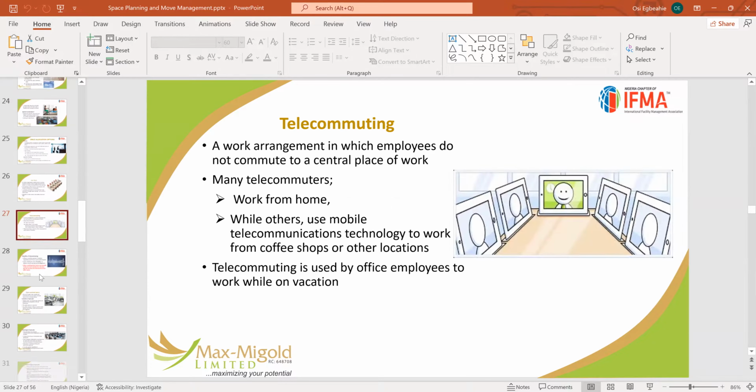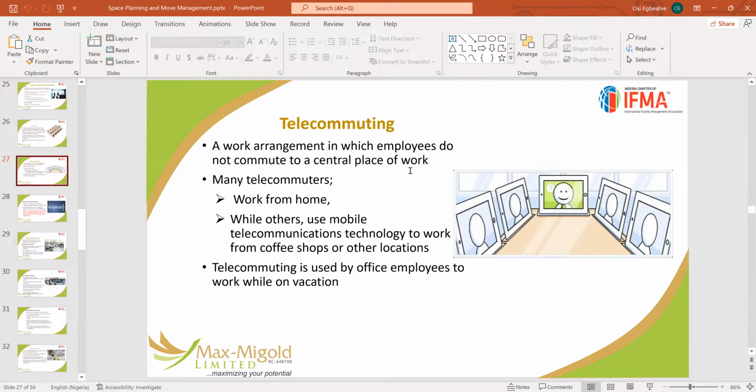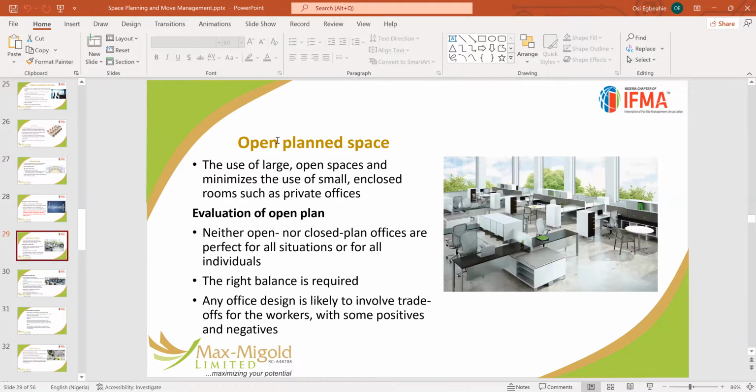Also, we have another one: telecommuting. You already know that when you're having a conference call by mobile telephone, you can also have Zoom meetings like what we are doing now, where everybody can see you and also contribute. Everybody's in different locations, but they are meeting at a particular time and on a particular day.